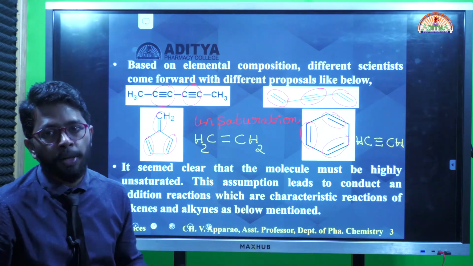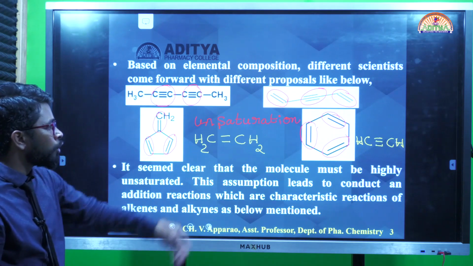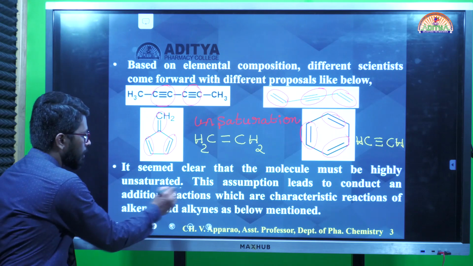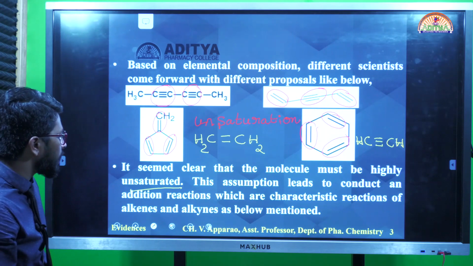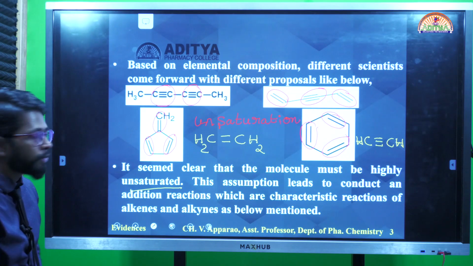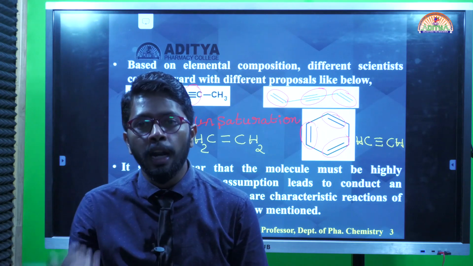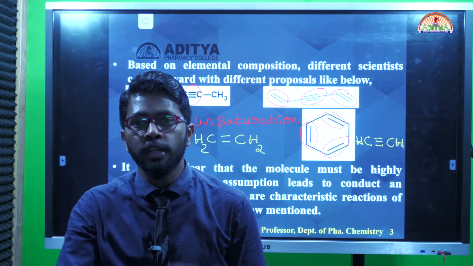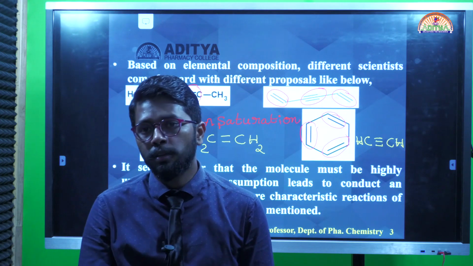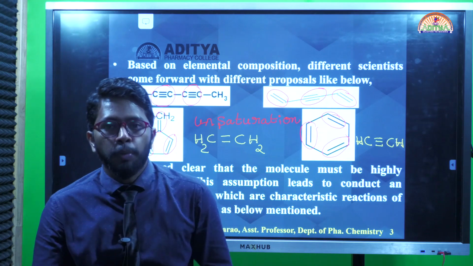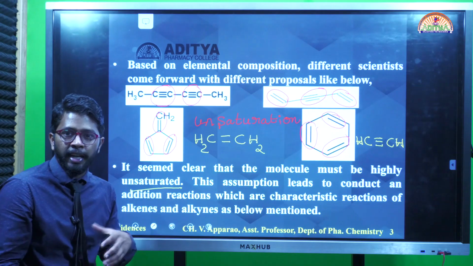Now what is going to happen? What is going to develop from that thought? It seemed clear that the molecule must be highly unsaturated. Yes, we are observing that unsaturation in all four structures. This assumption leads to conducting addition reactions, which are characteristic reactions of alkenes and alkynes. Yes, in the first year we learned about alkenes and alkynes, Markovnikov's addition reactions, Markovnikov's electrophilic addition reactions. We have seen that. Once you recollect that concept, the same addition reactions we can expect.